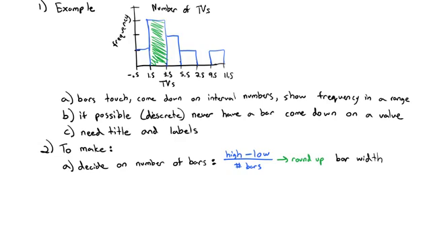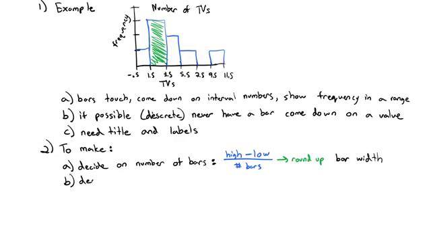Now, it's important to note we always round up. If it's 3.1, we'll still round up, and the bars will be 4. In fact, if it's 3.0, we would still round up to have 4 bars of width 4. We always round up to the next number after this division.